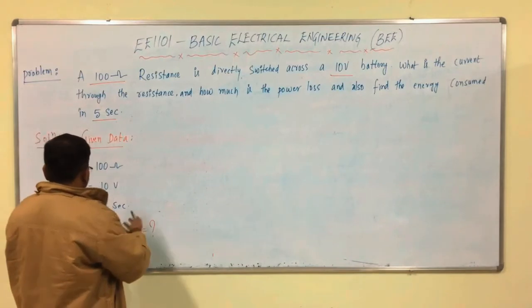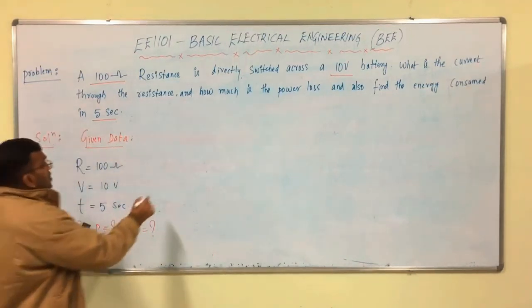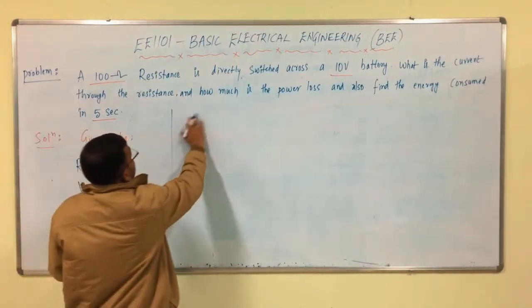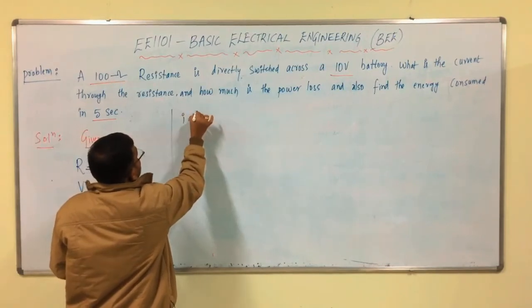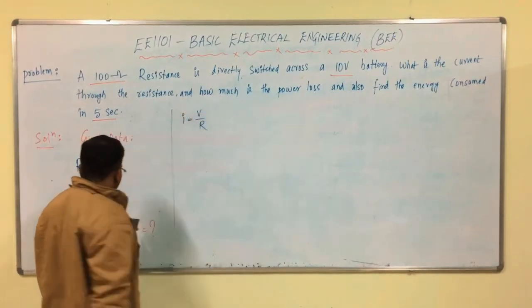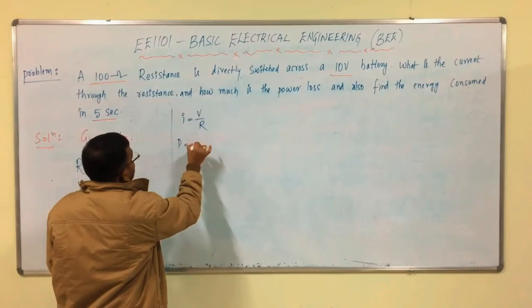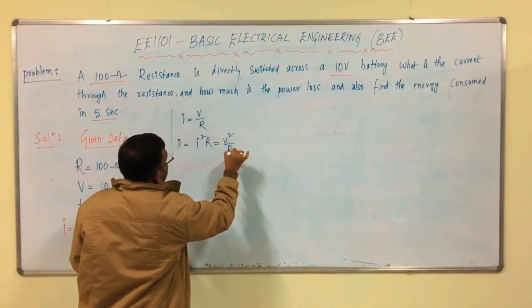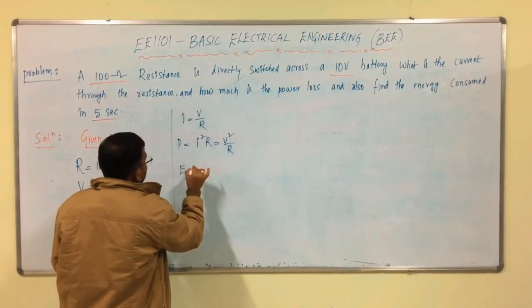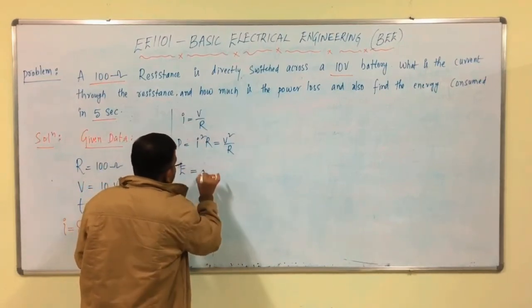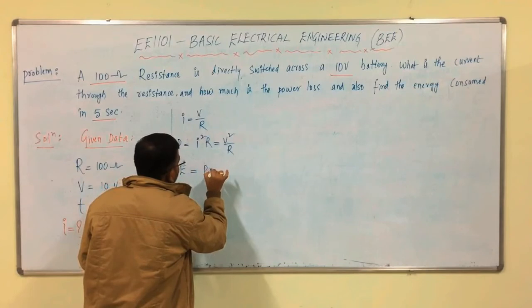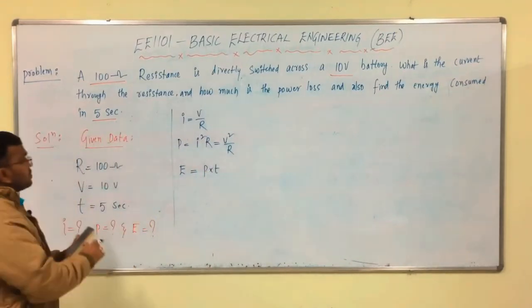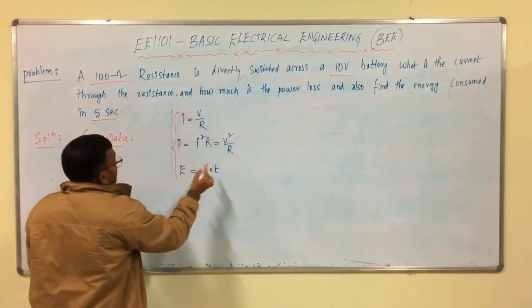So, what are the formulas? We know that I is equals to V by R, and P is equals to I square R, which is equals to V square by R, and the energy is equals to P into T. These are the formulas.